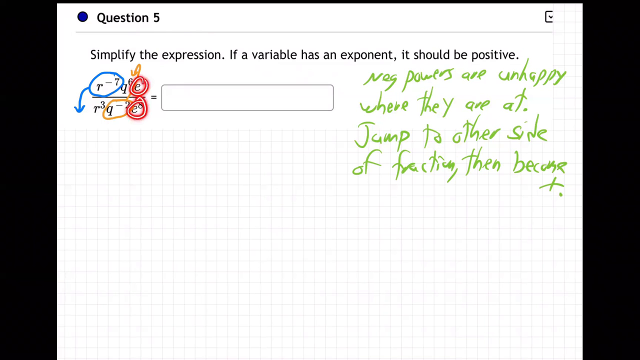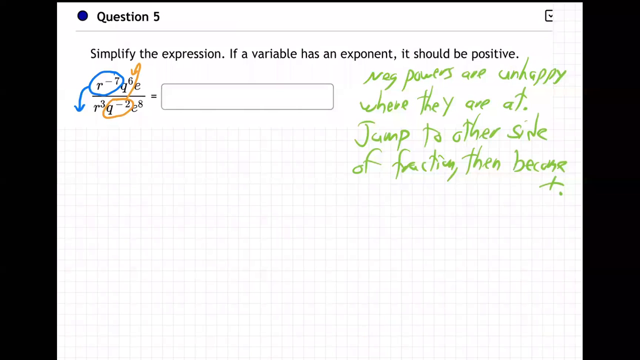Now what about the e's? Well, there's no negative powers there. They're just going to stay put. So, all right. This is going to be a couple steps here. So let's see what we got now. We got r to the +7 on the bottom with r to the 3. And we've got q to the 6 and q to the +2 on the top. Okay, and then as far as the e's go, they just stay put.